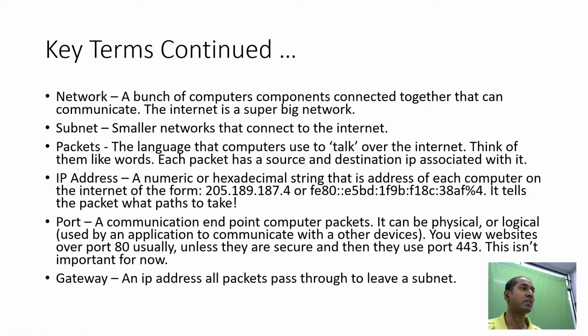Okay, so on to the next slide, and we'll see some key terms. The new term of interest is network. A network is basically a bunch of computer components connected together that can communicate. The internet, for example, is a super big network because it's a bunch of computers and computer-like devices that communicate. A subnet is basically a smaller network that connects to the internet.